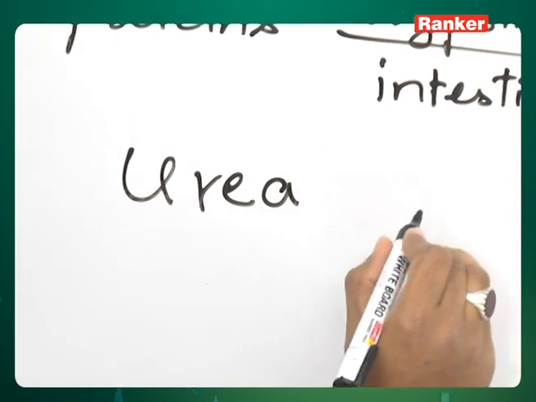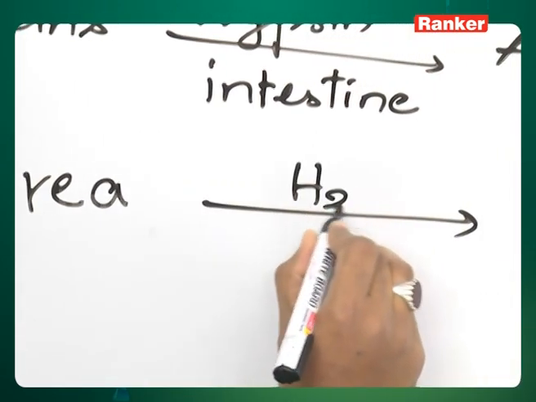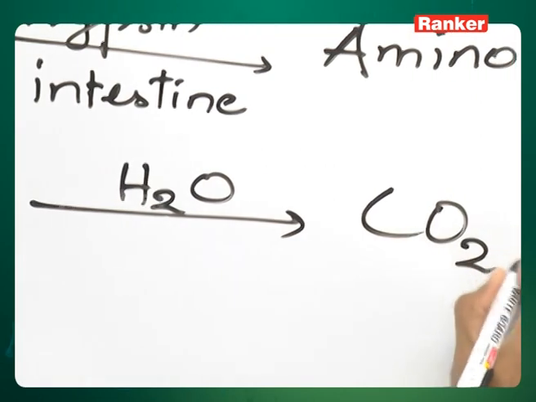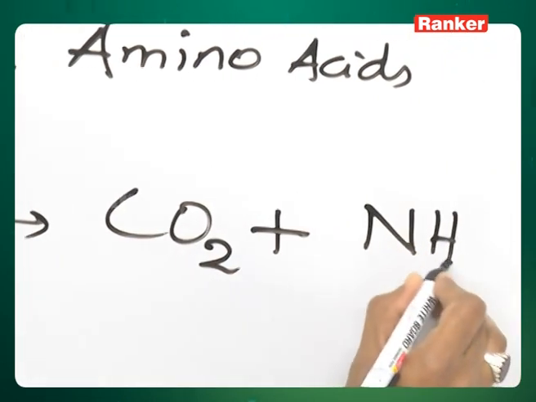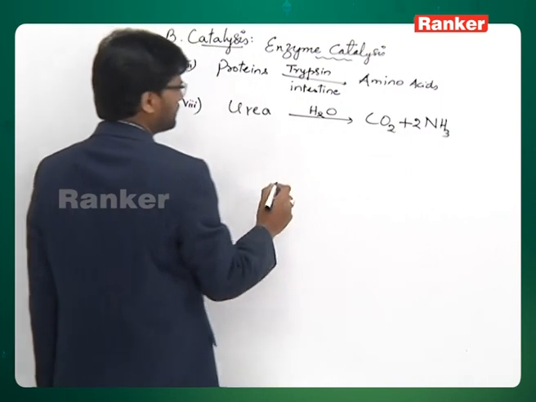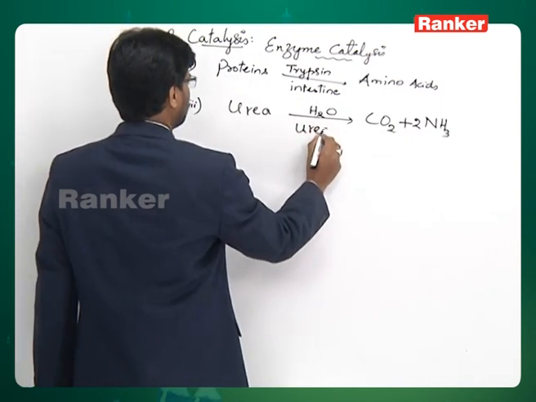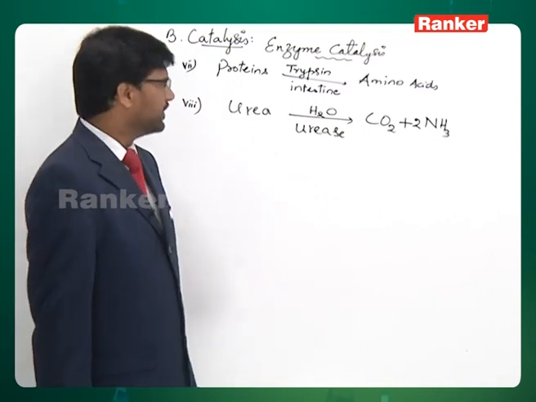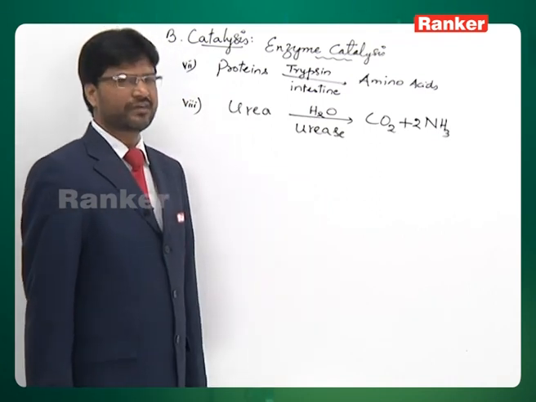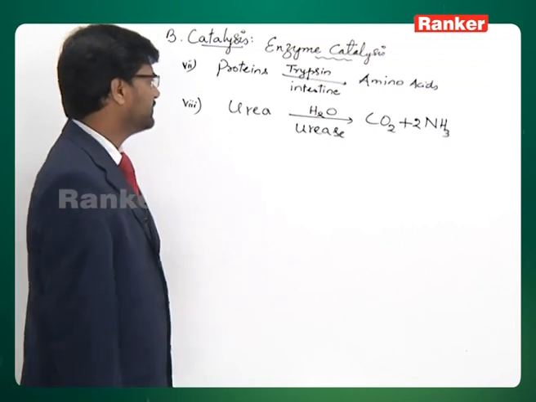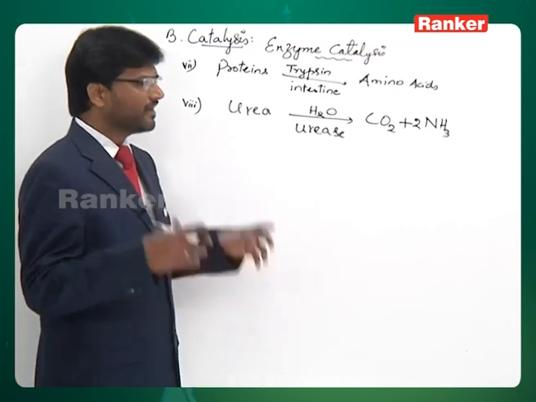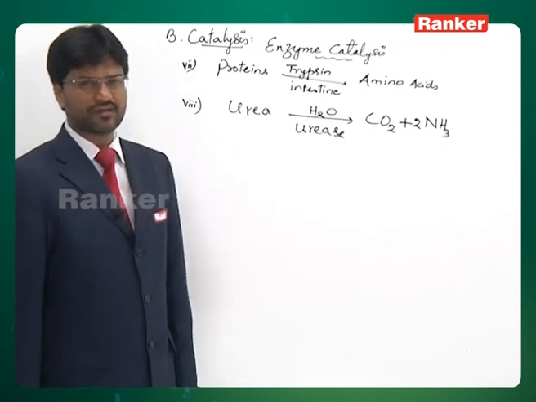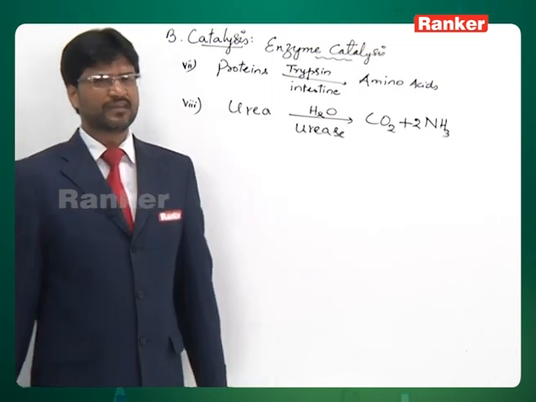Urea breaks up into carbon dioxide and ammonia gases. This reaction is catalyzed by an enzyme called urease. Urease enzyme catalyzes the breakdown of urea into carbon dioxide and ammonia. So these are some reactions, some examples where we see the role of enzyme catalysts.